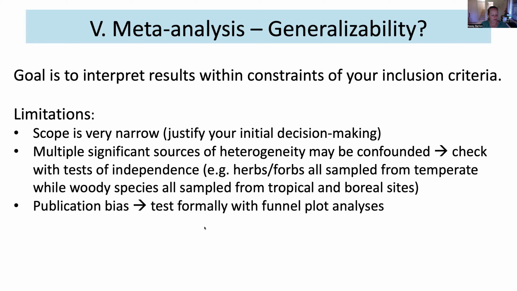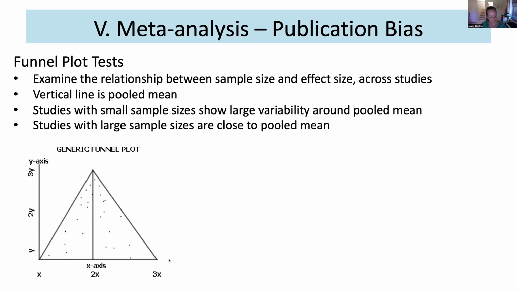And then finally, how much are your results driven by publication bias? Say the most common form is that null or negative results may be published at a lower frequency, and that may overestimate the true effect of a particular treatment or factor. So we can test this formally using funnel plot analyses, and funnel plot analyses look like this. So basically all we're doing is investigating the relationship between the mean and the sample size. So the mean meaning the effect size. So in here, the effect size is on the x-axis and the sample size is on the y-axis.